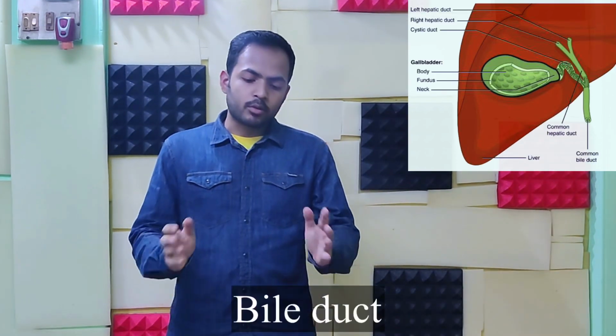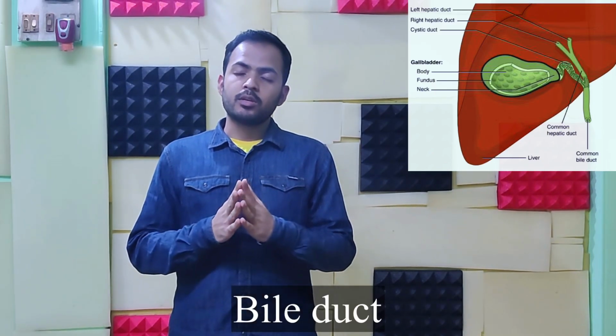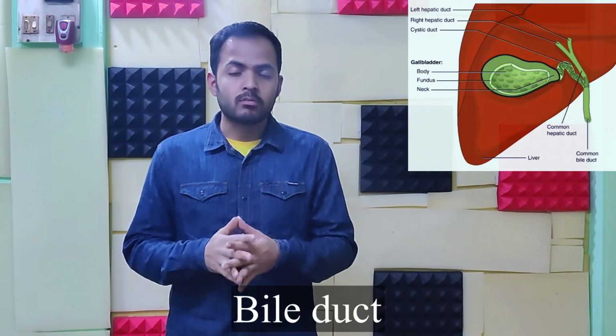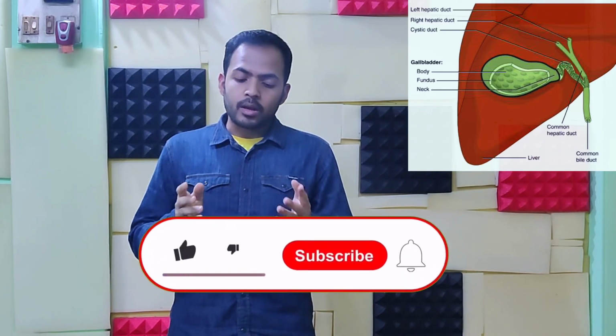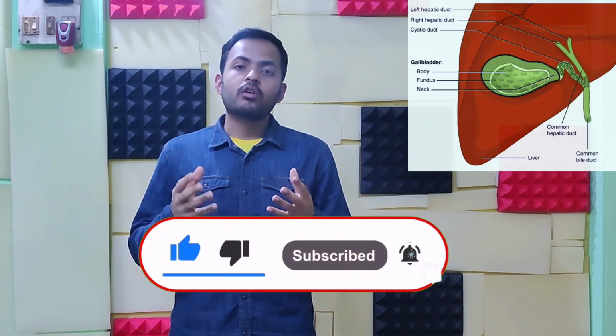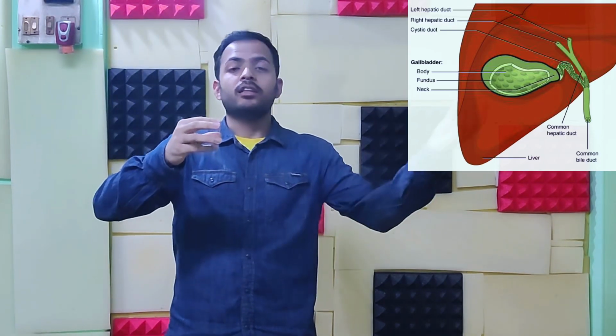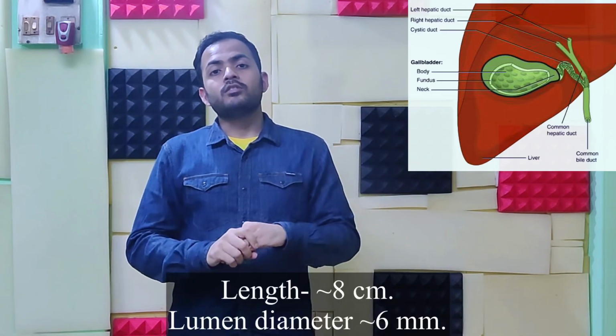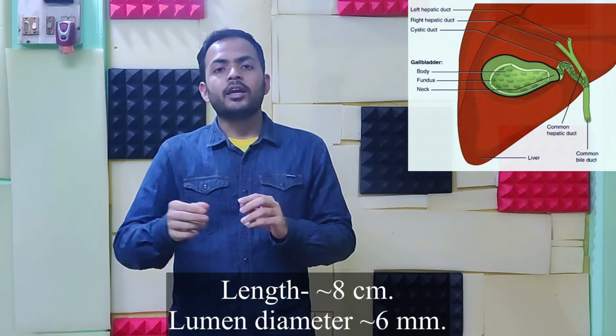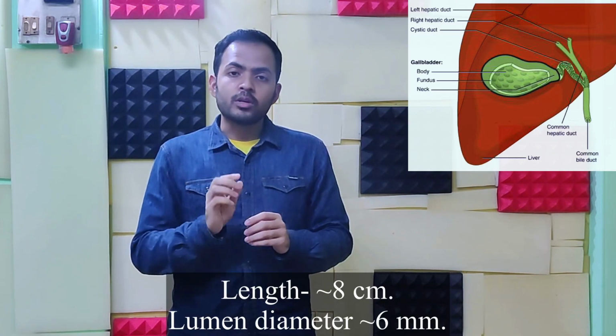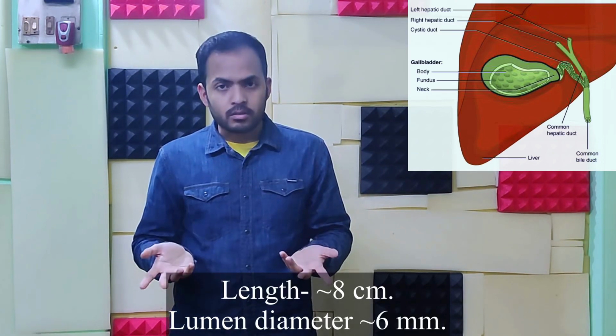So now I am going to talk about the bile duct, which is very, very important in your first year MBBS life. So the bile duct, as I said, is a combination of the common hepatic duct and the cystic duct. It is almost 8 centimeters in length, and the diameter of the lumen is almost 6 millimeters.